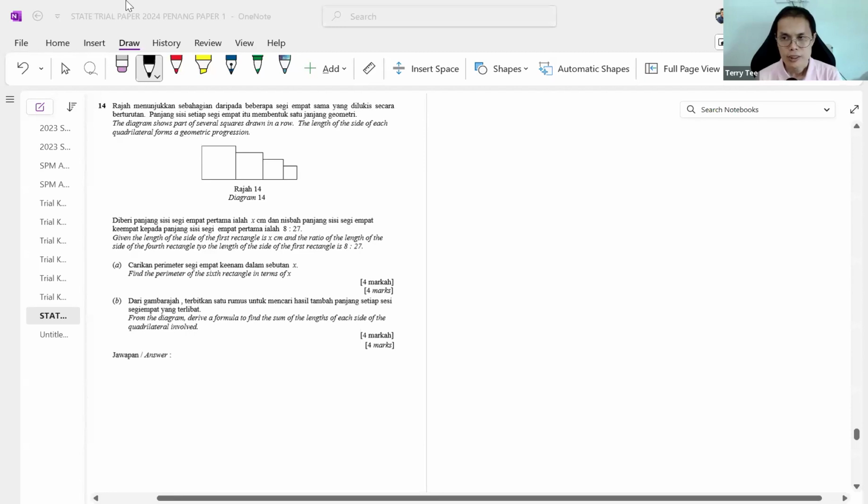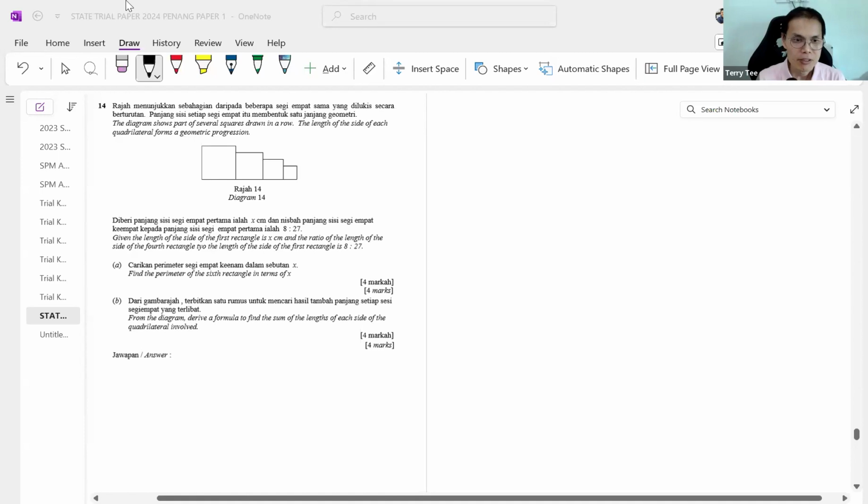Okay, question number 14. This is from Form 4, Chapter 5, Progression. The diagram shows several squares drawn in a row. The length of the side of each square forms a geometric progression. The question should say square, not rectangle or quadrilateral.